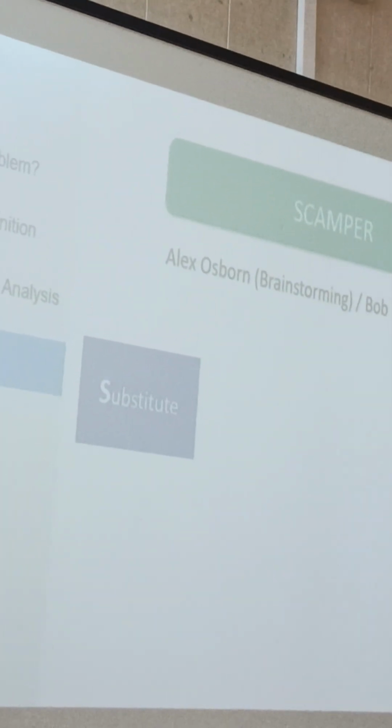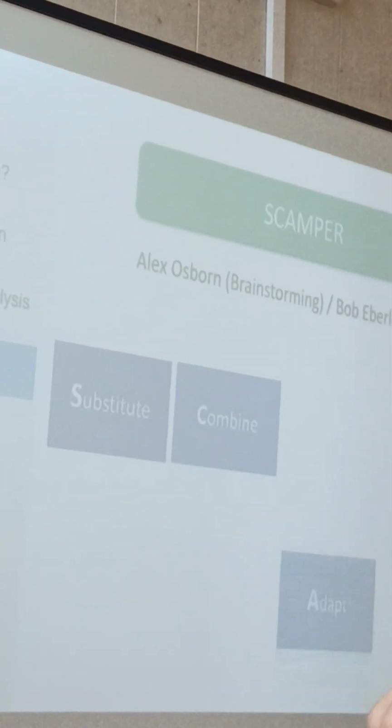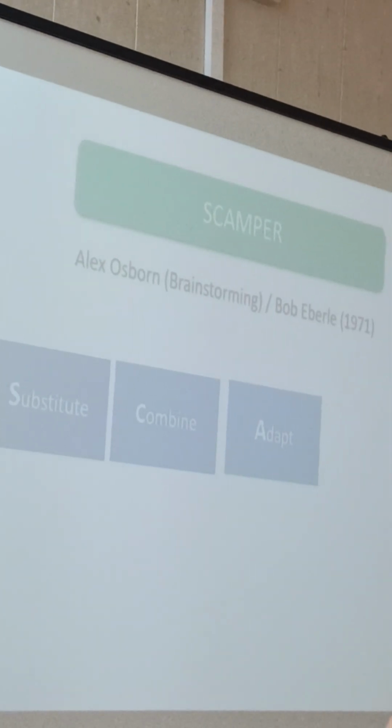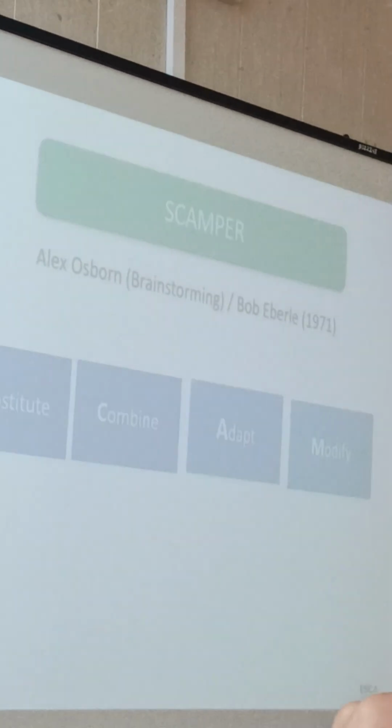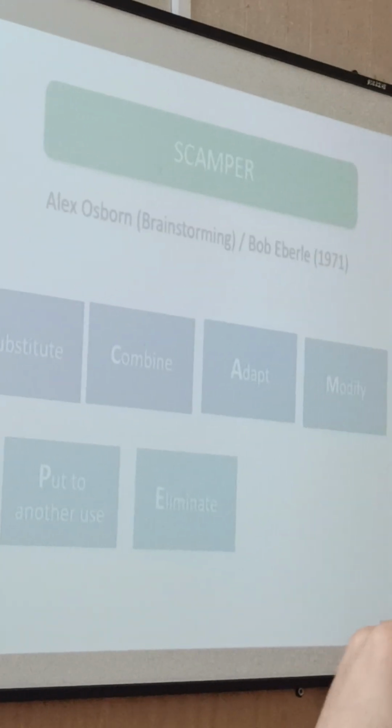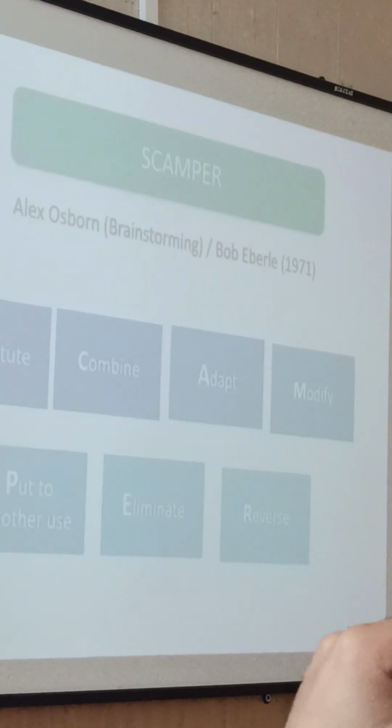We use it as individuals, we all know it. But Scamper has the same popularity as brainstorming in the workplace for managers. That's why I wanted you to know it too. So how does that work? Scamper is actually an acronym. It stands for S is substitute, C is combine, A is adapt, M is modify, P is put to another use, E is eliminate, and R is for reverse.